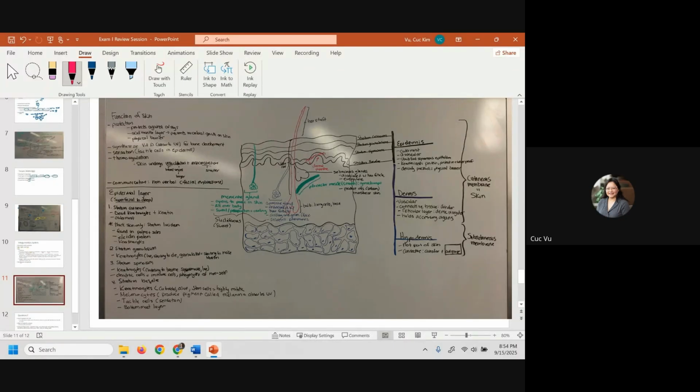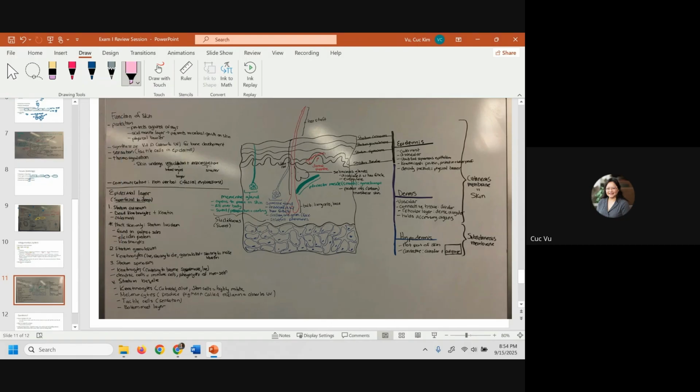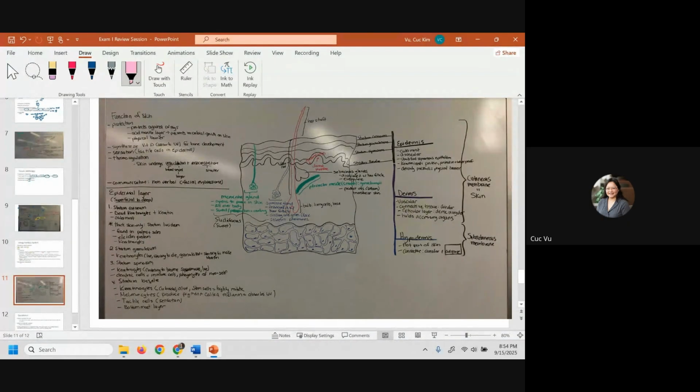Here are the characteristics for each layer. You can see, this portion right here, let me highlight it. I don't know why it's not highlighting. I'll just go like this. That's the epidermis. Here's the dermis, and here's the hypodermis. I kind of did that already over here.